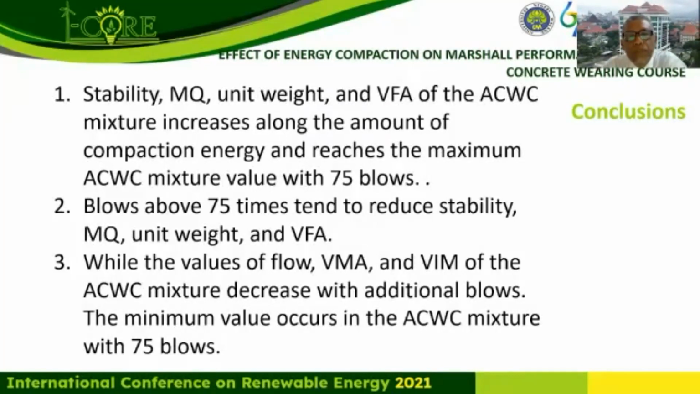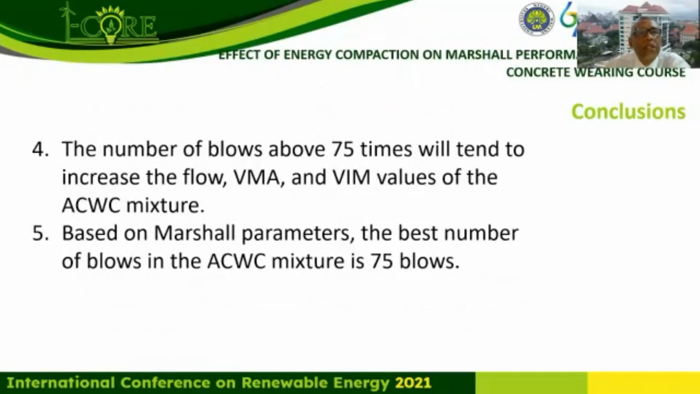The values of flow, VMA, and VIM of the ACWC mixture decrease with additional blows, and the minimum value occurs in the ACWC mixture with 75 blows. The number of blows above 75 tends to increase the flow, VMA, and VIM values of the ACWC mixture. And the last conclusion: based on the Marshall parameters, the best number of blows for the ACWC mixture is 75 blows.